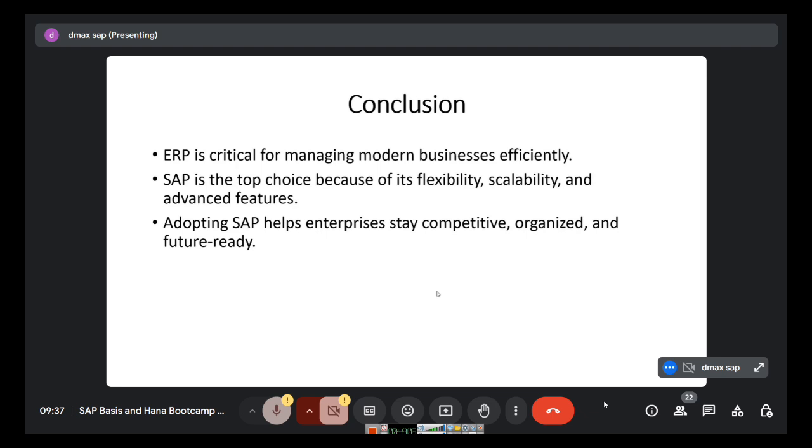And adopting SAP helps enterprises stay competitive, organized, and future ready. Competitive in the sense, organized in the sense, you can understand. It will be in a very clear way, whatever the particular department wants to run smoothly, and future ready.